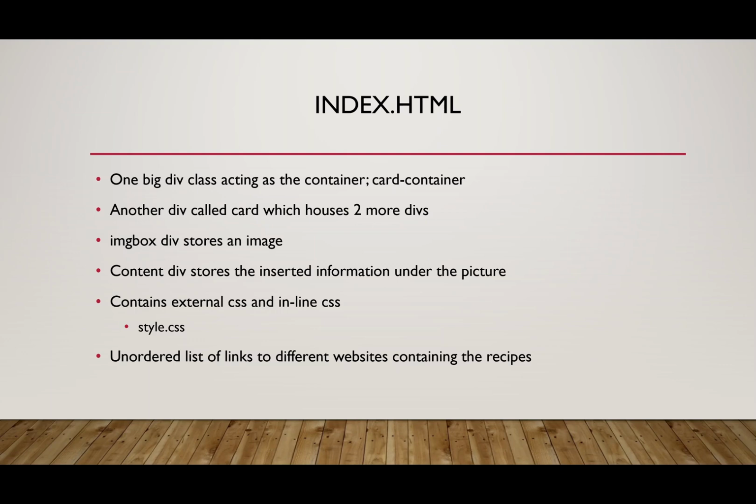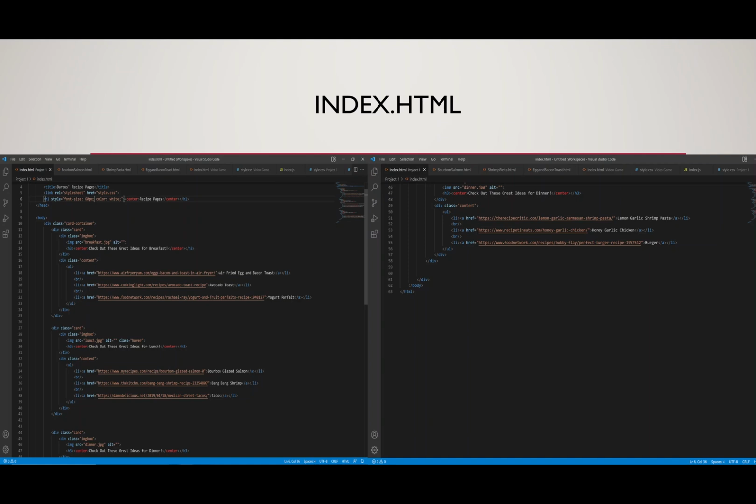I have external CSS and inline CSS. I reference the CSS sheet style.css, which is the one I made. As you can see here, here's the div class with the card container, which encompasses everything. We have div class card, which has the image box in it, which will contain the image, as you can see, image source. And we're going to close that out. Then we have the content div, which has the information, the unordered list with the links and everything.